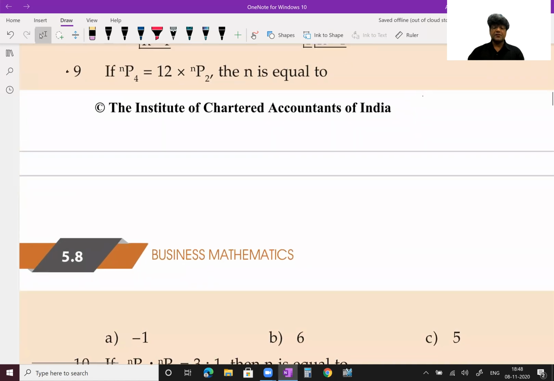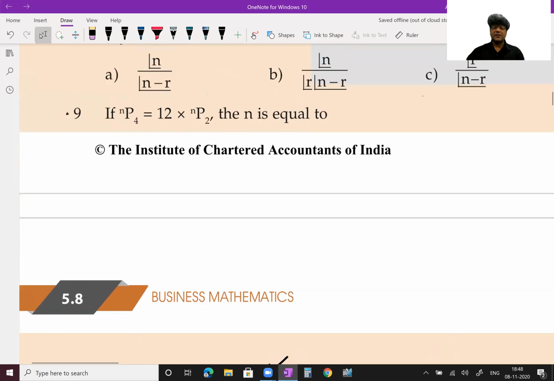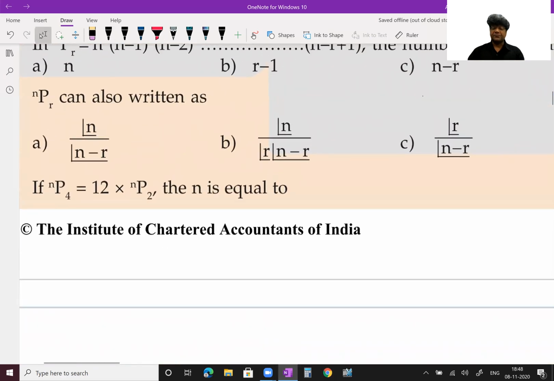See, here the first option is -1. That is not possible. Number of items cannot be negative. So B option is 6. We will put it and check whether it is satisfying. 6, if I put, it will be 6p4. 6p4 means starting from 6, 4 numbers. 6, 5, 4, 3. That's all.